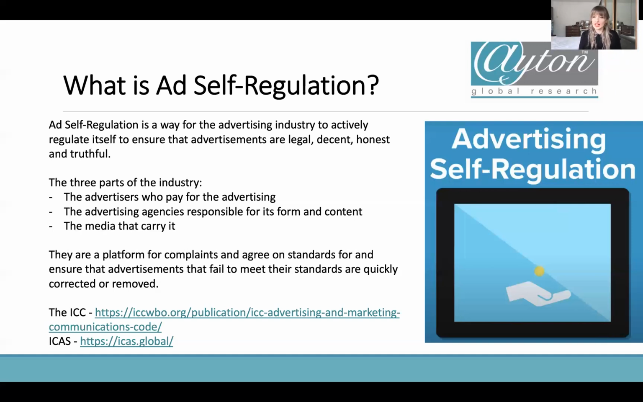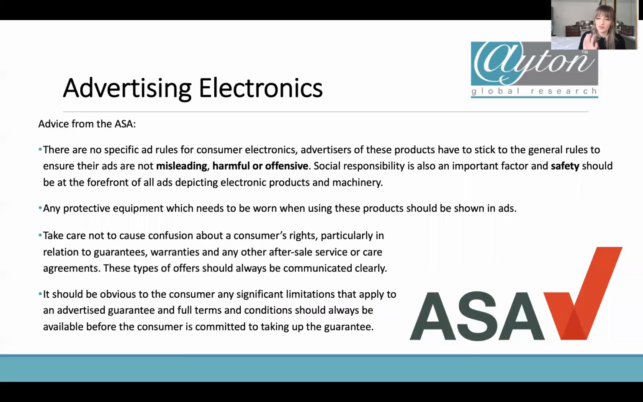And it's the same with ICAS as well, which is the International Council of Ad Self-Regulation. They are a network of other SROs as well, so a global network. So it's a really good place to look at what their members are, and see what countries are a part of that. They put out news and things like that as well, which is really helpful. So that's the overview for ad self-regulation, just to get you thinking about what you're saying about your products and making sure it's compliant.